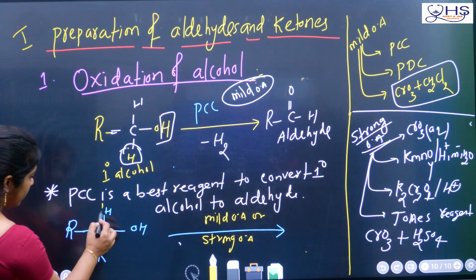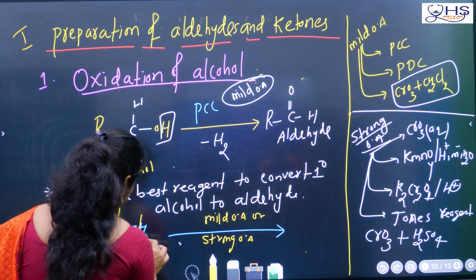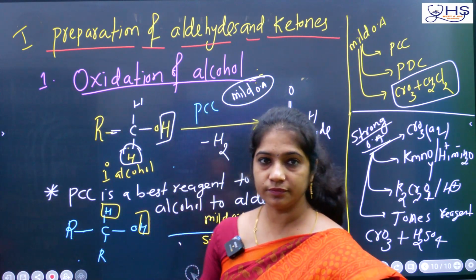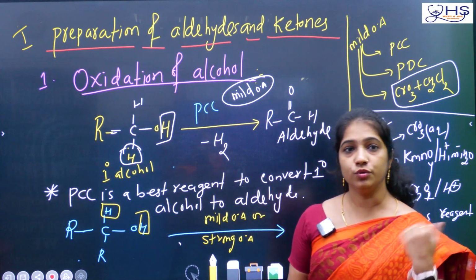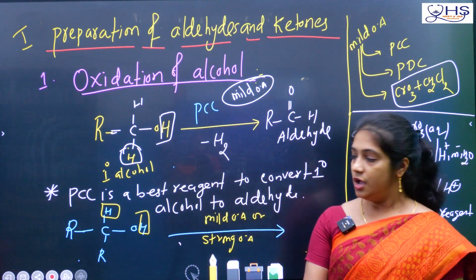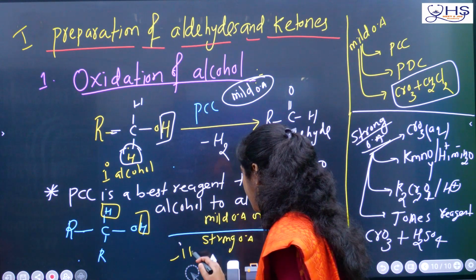Same manner. The carbon to which OH is attached, that hydrogen, and the OH hydrogen. So the hydrogen which is attached to oxygen, that hydrogen we are going to remove, and the hydrogen attached to carbon, that carbon which is attached to the OH group. So these two we are removing in the form of H2.